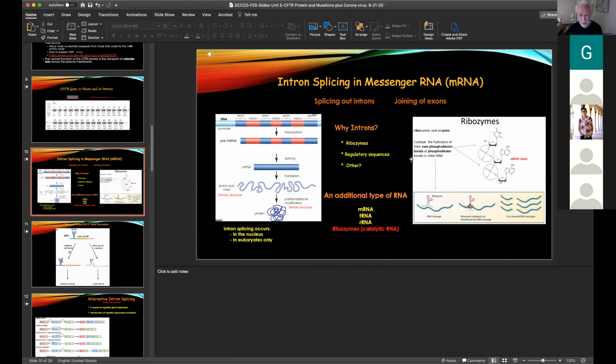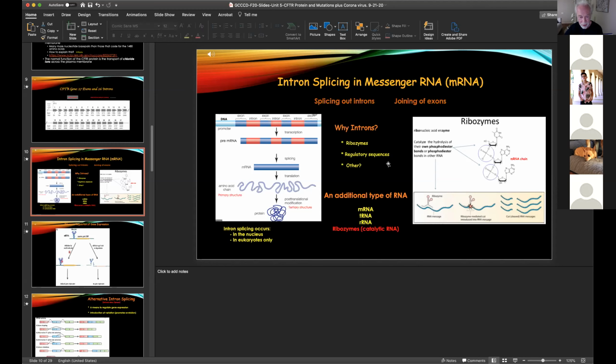Okay, why are there introns? That's a big question that geneticists have worried about for a long time. There's still a lot we don't understand about it. But they occur in essentially all eukaryotes. And splicing is done only in the nucleus, as it indicates here in the lower left. But I introduce a new term for you, ribozymes. Ribozymes can be encoded by introns.